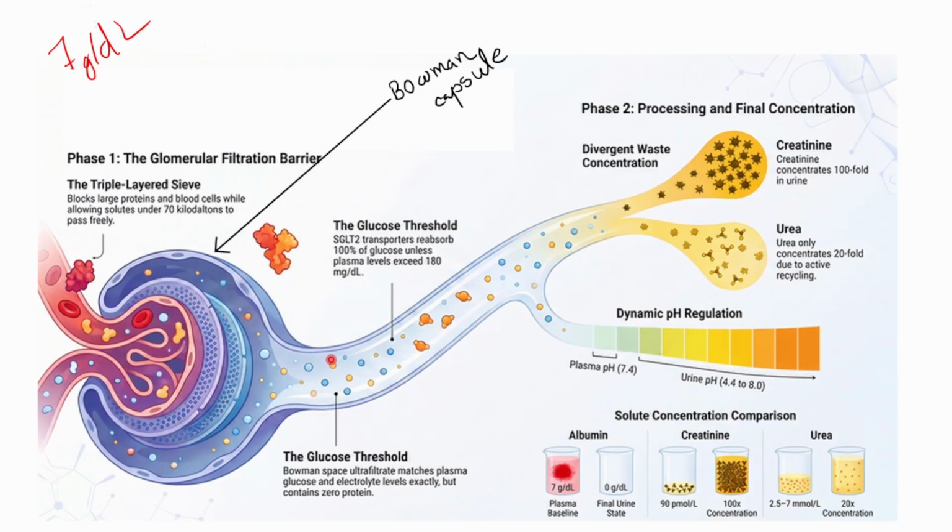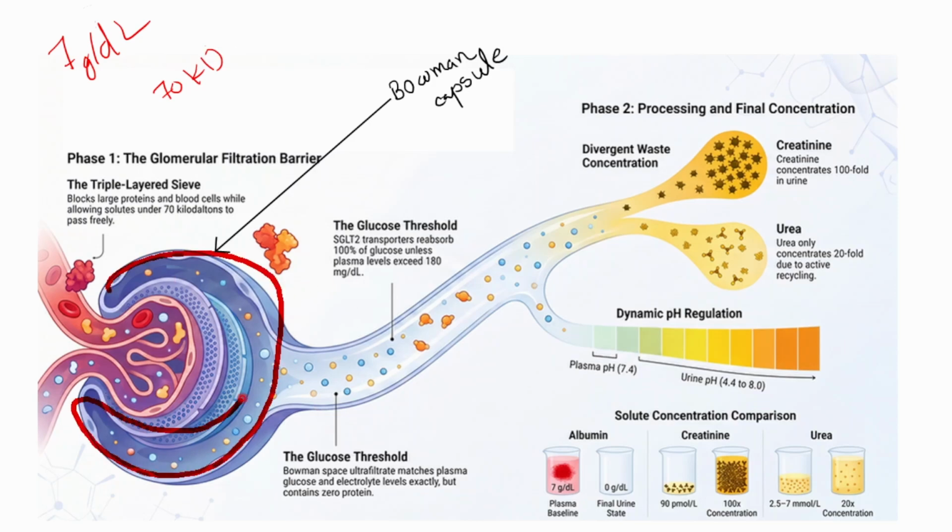Now the fluid encounters the filtration barrier. This whole part is the barrier. This triple layered sieve blocks large proteins and intact blood cells from leaving the capillary. If these components appear in the subsequent segments, it indicates severe physical damage to the glomerular basement membrane. Solutes smaller than 70 kilodalton pass completely free, creating the filtrate within Bowman space.